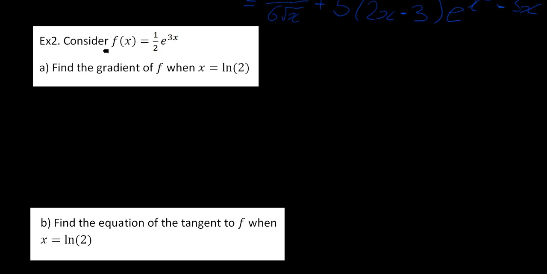So we have half e to the 3x. We want to find the gradient when x is equal to the natural log of 2. Now, if you have two questions regarding the gradient, the tangent, of course, is very closely related to the gradient at any point. We want to find the derivative function. So over here, maybe we'll use a different color for this next part, just to change it up.